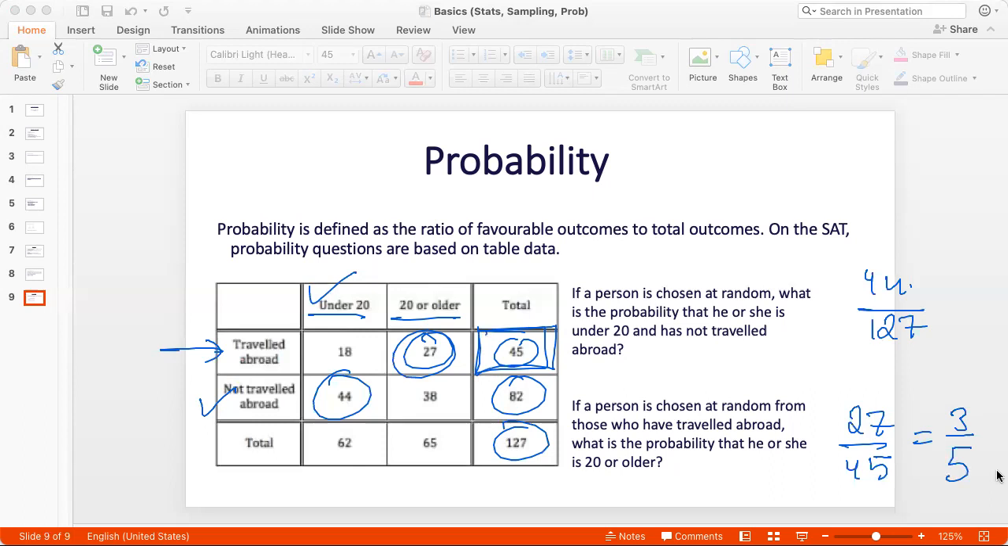So that was a quick primer on statistics, sampling, and probability for the SAT. This is part of a new series in which I will upload the basics of various topics that you need to know for the SAT and for the ACT.